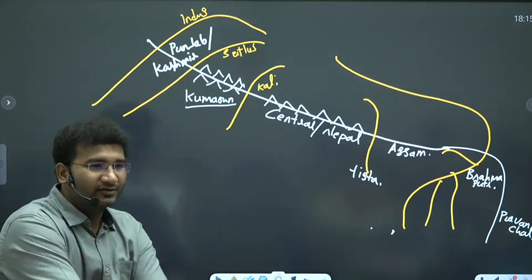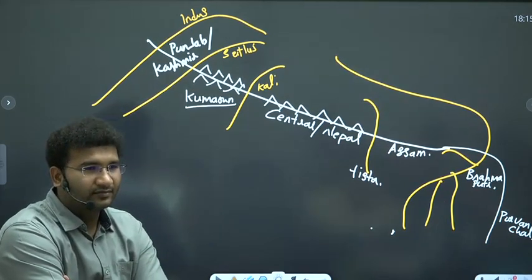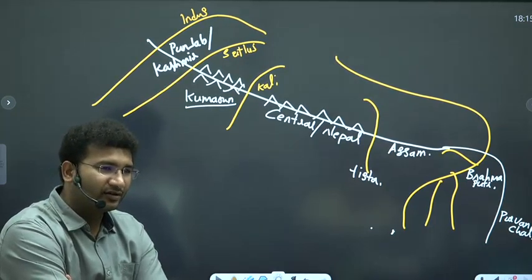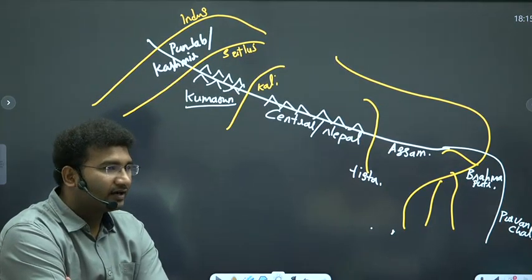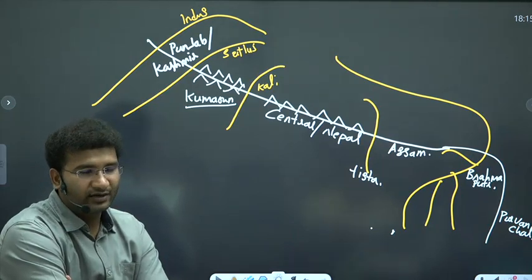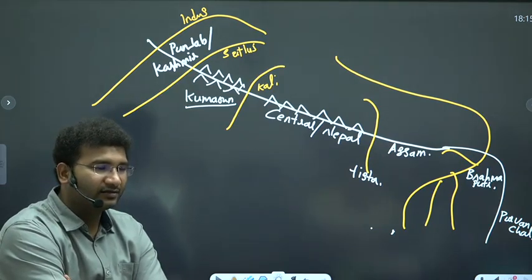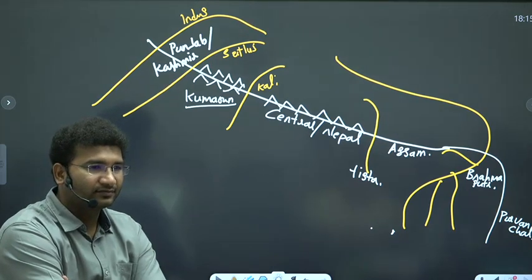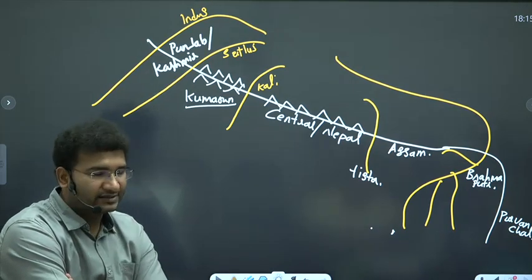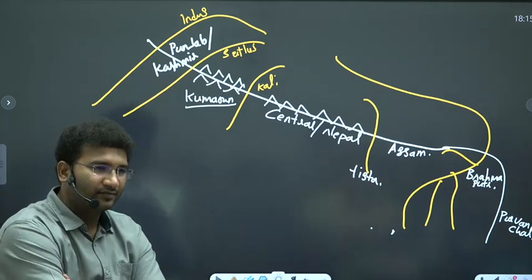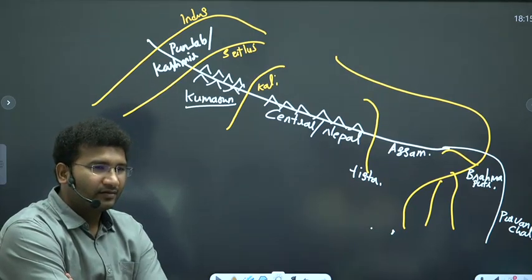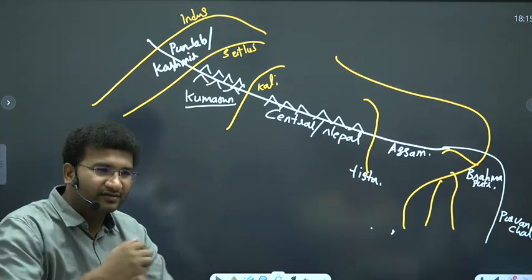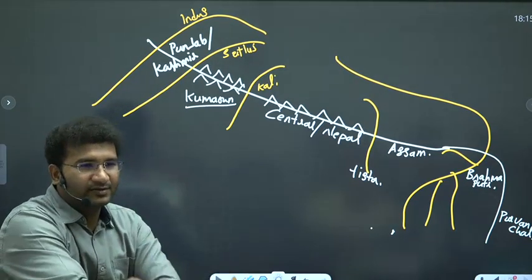The Pakistani Craton. On the western side also we have a Craton. Pakistan के ऊपर भी एक Craton था ना? That I did not show you. So that Craton and the Indian, the Aravalli, the Bundelkhand Craton collided with each other. Plates के जरिए. They have more or less the same density. So if they collide, the mountains will be formed.